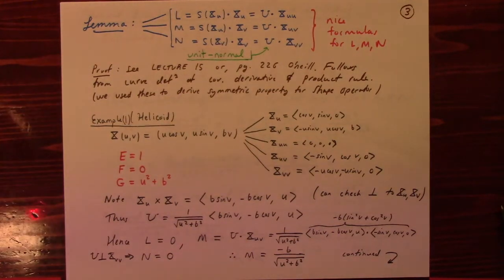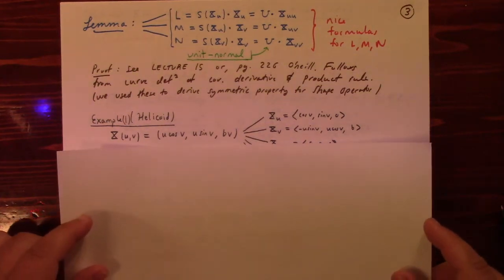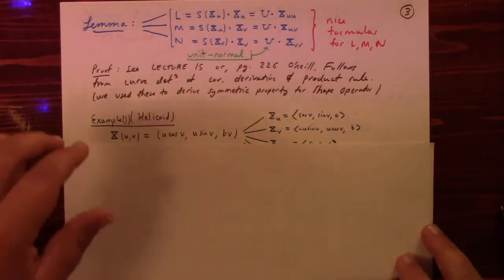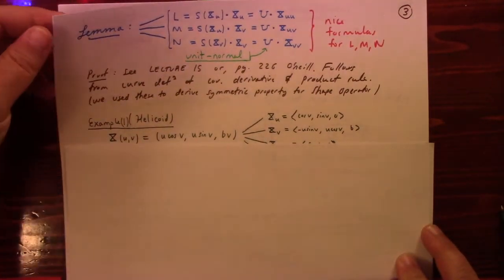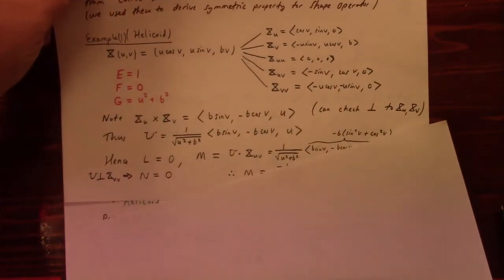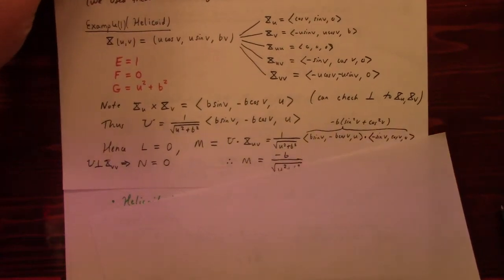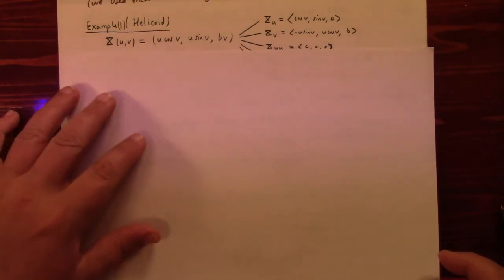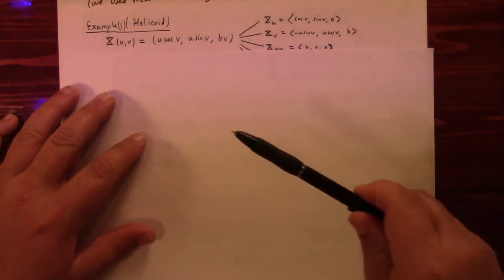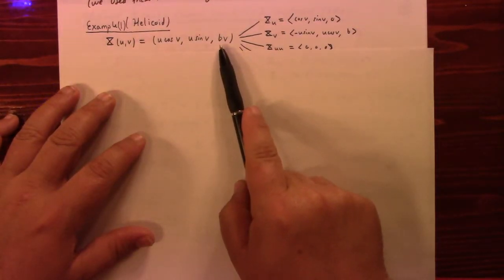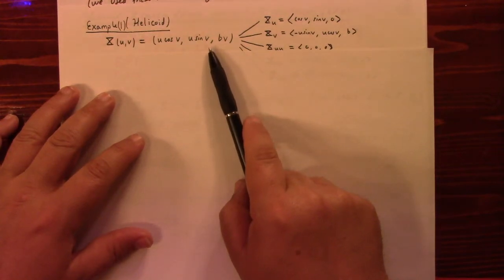So we try to just unwrap a little bit of it one bit at a time. First of all, this is the parameterization of the helicoid: u cosine v, u sine v, bv. And that's the parameterization of the helicoid.